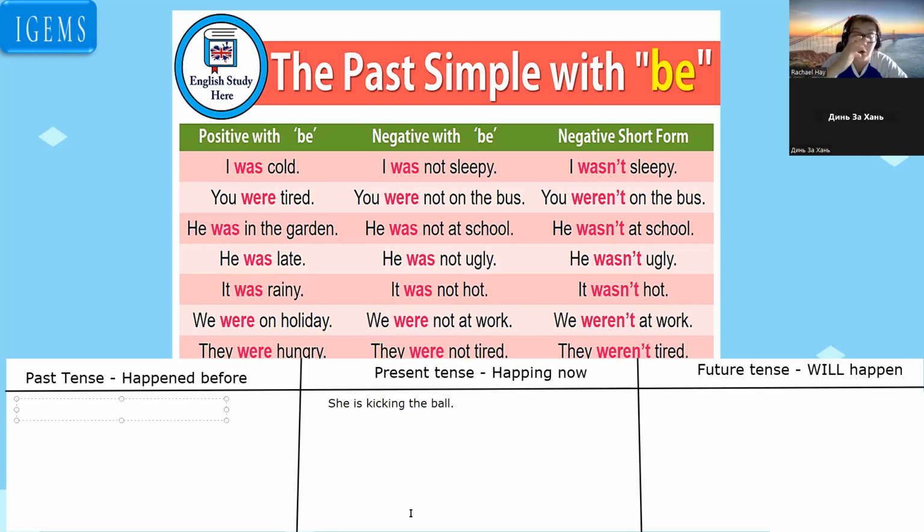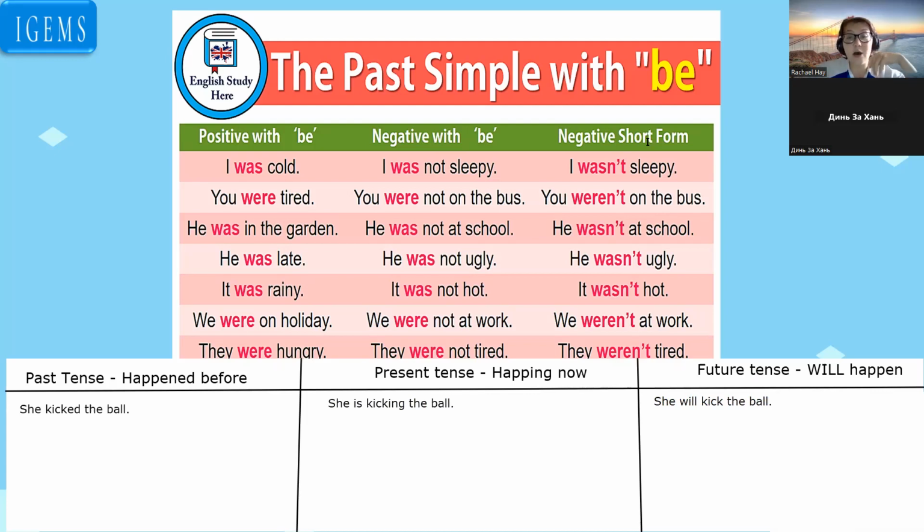So past tense means it already happened. So you say she kicked the ball. Present tense is happening now. She is kicking the ball. Future tense will happen. So she will kick the ball. Okay, do you see how it changes for each tense? Do you understand?